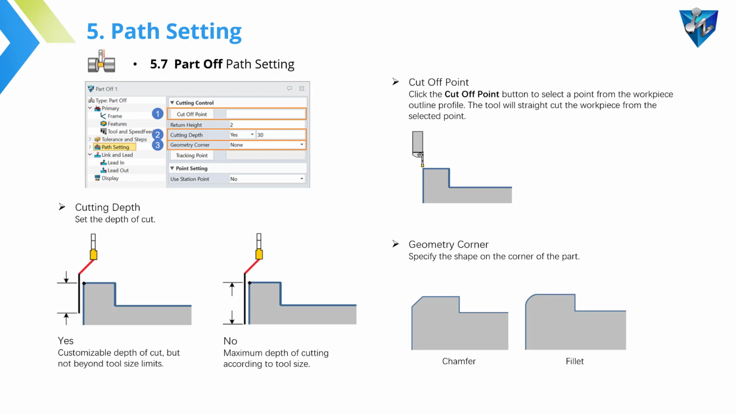Cutting depth, you can set how deep the cut should be. If you select yes, the cutting depth can be customized, but it must stay within the limits of the tool size. If you choose no, the maximum cutting depth is determined by the size of the tool. Geometry corner allows you to specify the shape of the corner of the part, such as whether it should have a chamfer or a fillet.